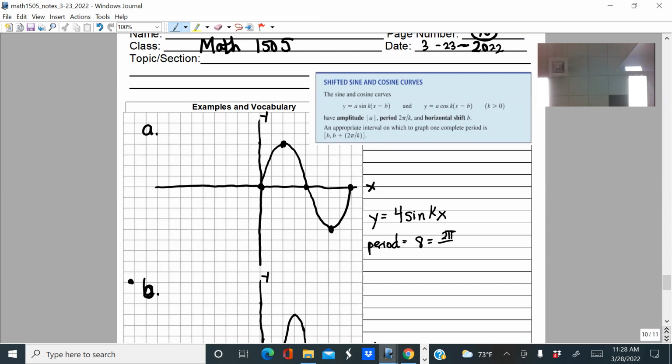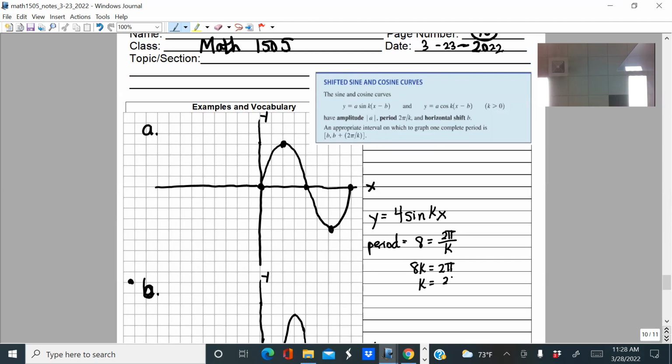You take 2 pi over the k value, right? So if we can solve this equation for k, then we've got it. Can we solve that equation for k? Let's see. Multiply both sides by k, so you would get 8k is equal to 2 pi. And now divide by 8.